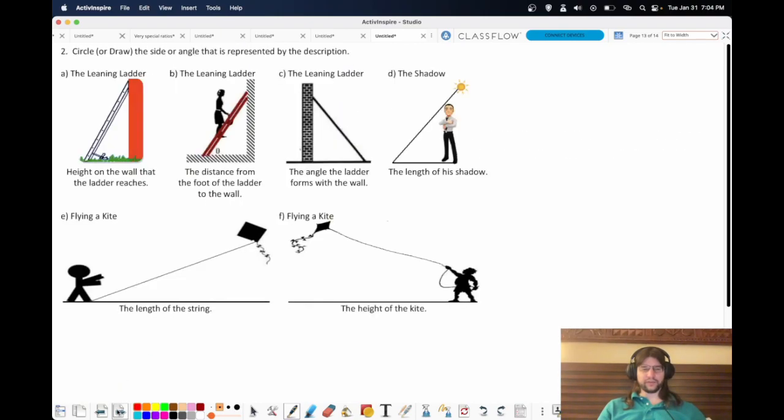This is your work anyway, not mine. And then it says circle or draw the thing that it's talking about. So let's just do a couple. The angle the ladder forms with the wall. I'm personally going to draw it in there. Boom. Theta. That's a terrible, awful theta. The length of a shadow. I'm going to do that kind of thing. And the length of the string versus the height of the kite. You can draw those.